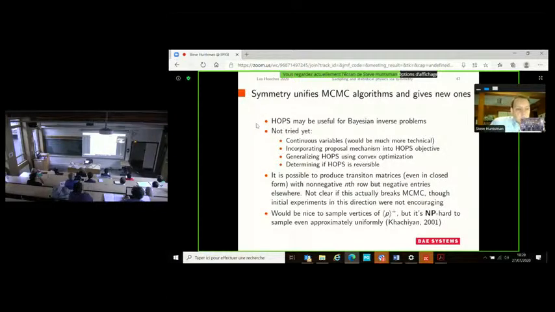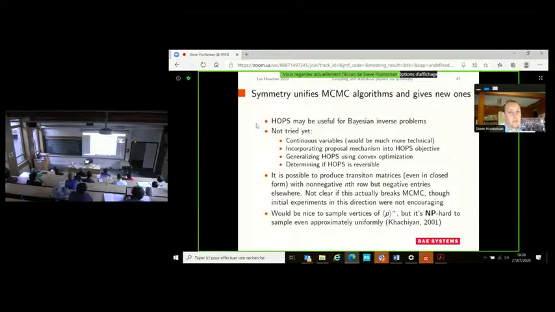So the argument that I want to leave you with for this part of the talk is that symmetry really does unify MCMC algorithms and produce new ones. This particular sampler might be useful for Bayesian inverse problems, a lot of complicated modeling involving PDE stuff.